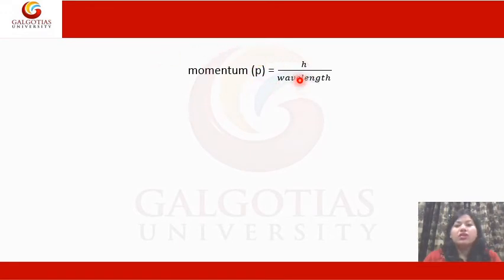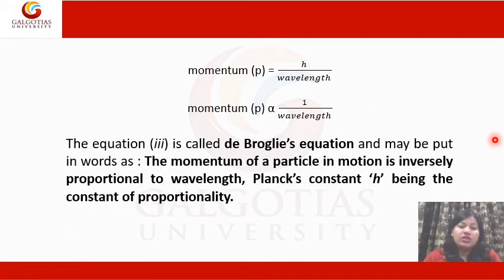Momentum, that is p, is equal to h upon wavelength, or we can say momentum is directly proportional to 1 upon wavelength. So this third equation is called de Broglie's equation and may be put in words as: the momentum of a particle in motion is inversely proportional to the wavelength, Planck's constant h being the constant of proportionality.